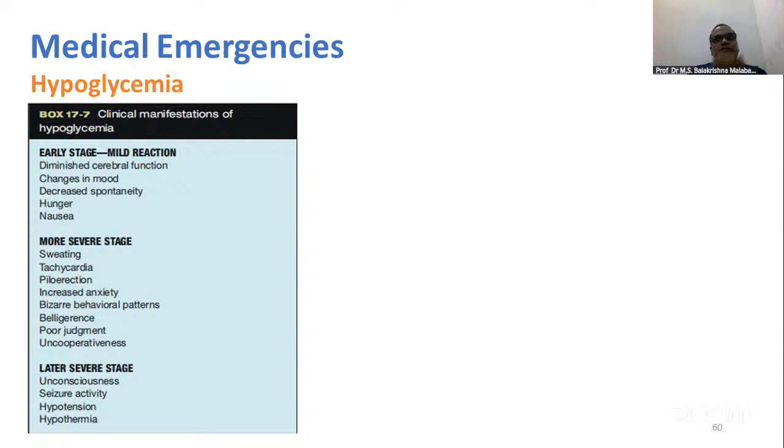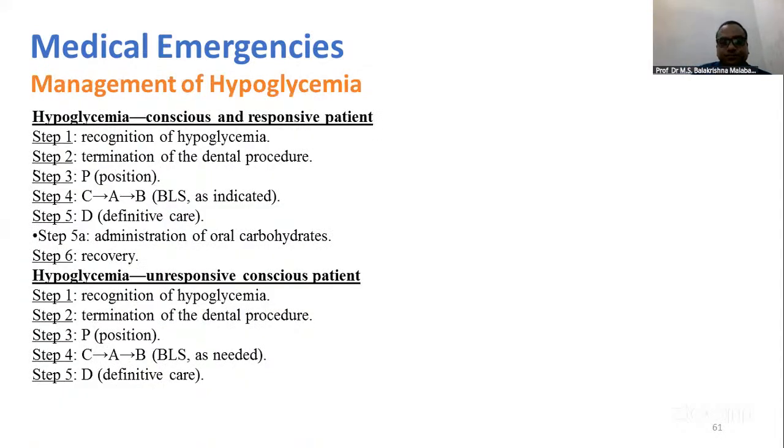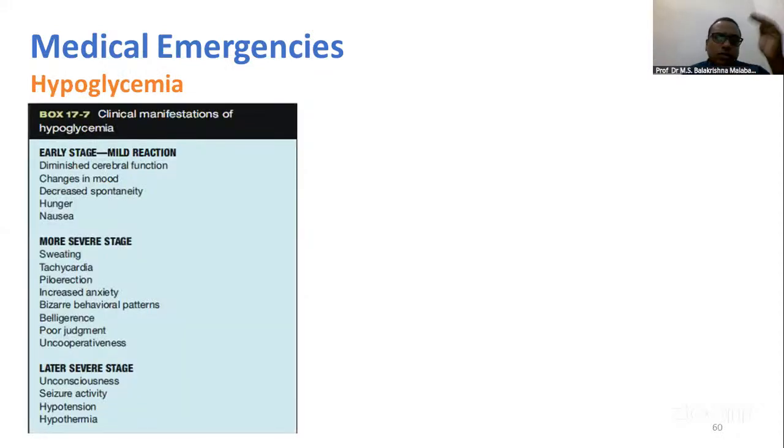Then over a period of time, when the patient goes into the next stage, the patient starts sweating. That is a more severe stage: sweating, tachycardia, increased anxiety, and the patient will be uncooperative. And in the later stage, the vibration starts, that is unconsciousness, seizure activity will start, the patient's blood pressure may go down, and the body may become very cool also. Hypothermia can happen.